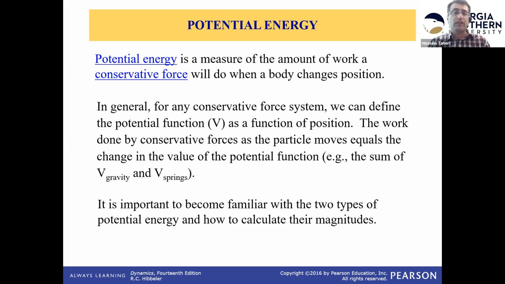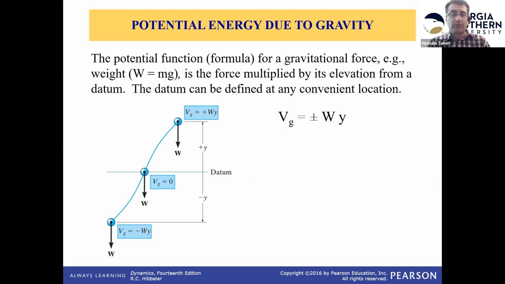Now let's talk about what these potentials really mean: the potential from gravity and the potential from the spring. First, the potential from gravity. If you look at these schematics here, you can see the potential function for the gravity force. We can define it as the weight, because it is under the influence of gravity, multiplied by the distance that it moves upward along the line of the gravitational field. So it really depends on where your datum or reference line is. If you go upward, you have a positive potential energy, and if you go downward, you have a negative potential energy.